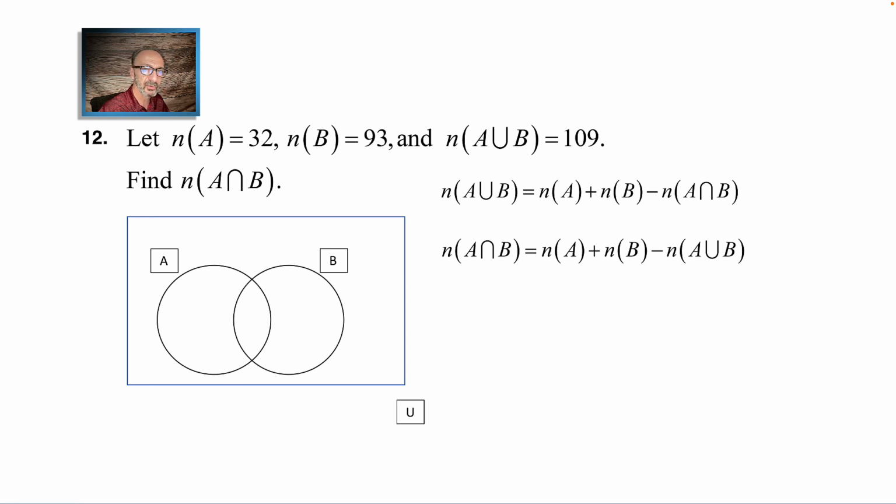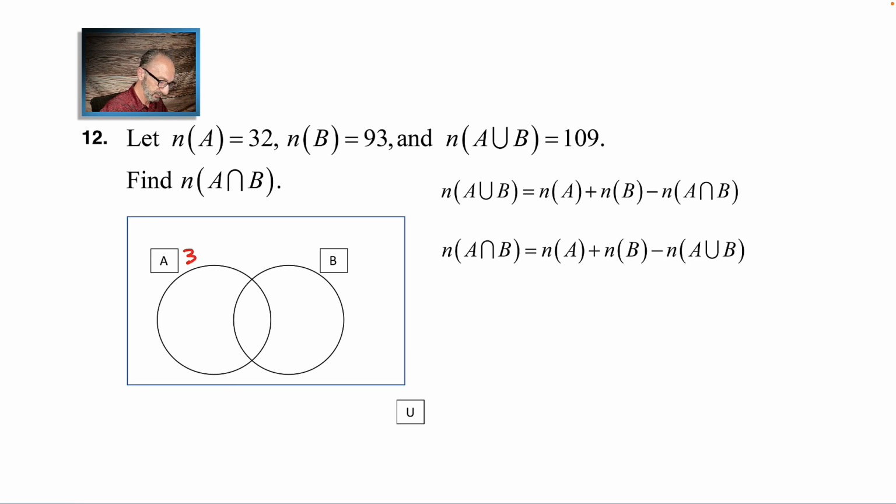This is not meant for a Venn diagram. We have the formulas on the right side to use, but I have the Venn diagram for a reason. And I see students sometimes, for the number of elements in A, 32, write 32 inside, and for the number of elements of B, they write 93. That's not true. The way we write the 32 and 93 is the following.